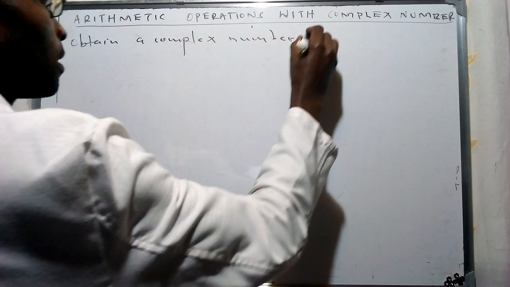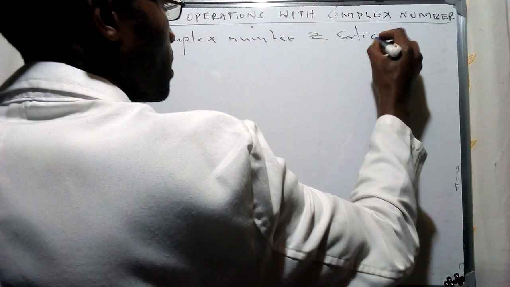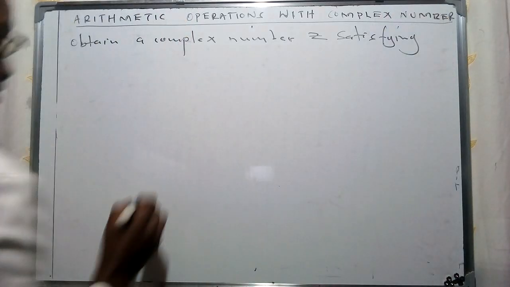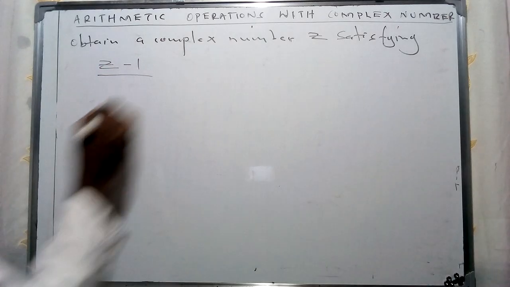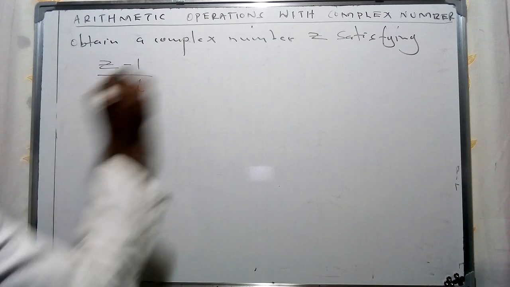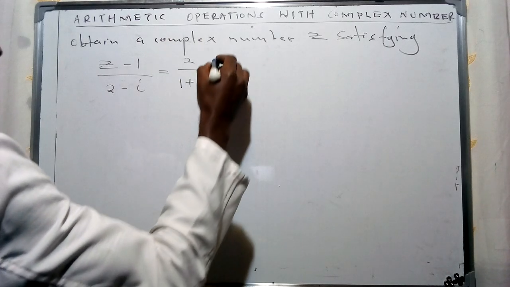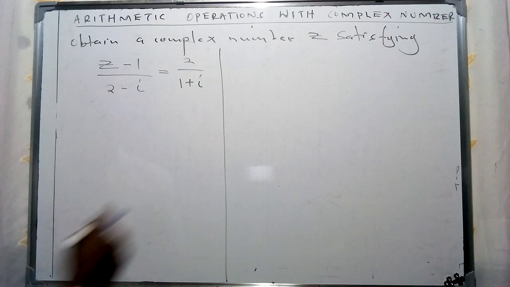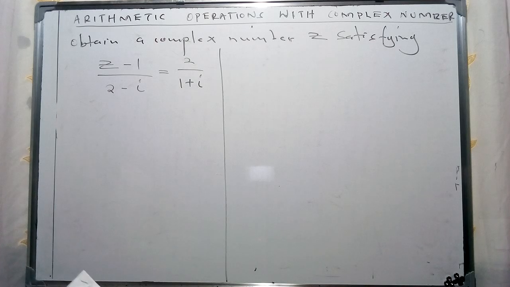number z, if we're required to obtain a complex number z, or the phasor of z, satisfying this specific combination, whereby we have the phasor of z minus 1 all over 2 minus the imaginary unit is equivalent to 2 all over 1 plus the imaginary unit. So if we are required to obtain the complex number which is going to satisfy this equation, then we're going to perform an operation which is going to help us represent this phasor of z in terms of a complex number.